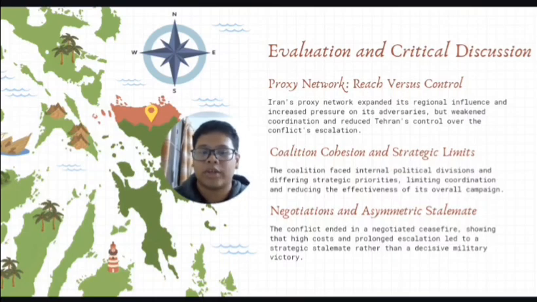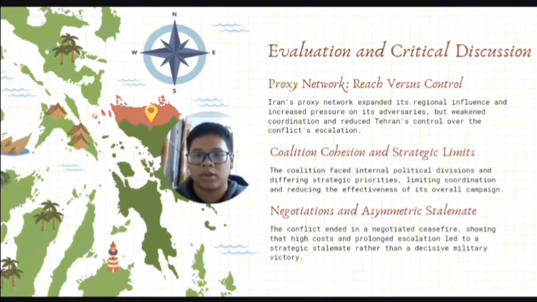Fourth, coalition cohesion and strategic limits. Although the United States and Israel worked together as a coalition, they did not always share the same political and military priorities. Differences emerged over military operations and peace negotiation, while partners like the United Kingdom limited their involvement to defensive support. These disagreements weakened the coalition cohesion and demonstrated that even close allies often pursue their own national interests rather than completely following a common strategy.